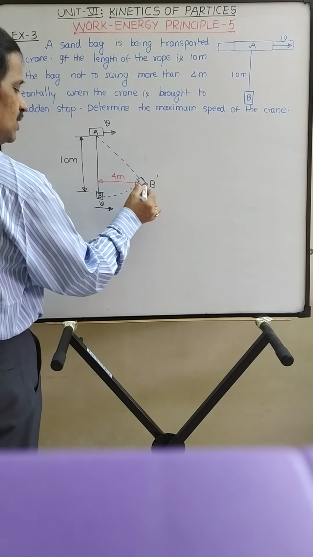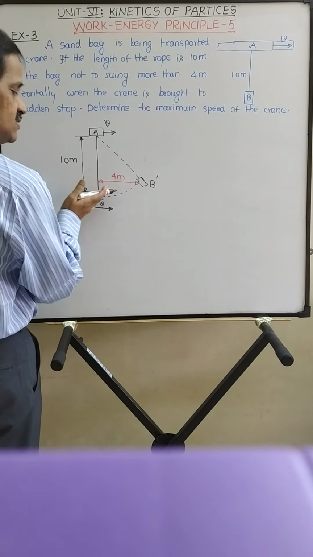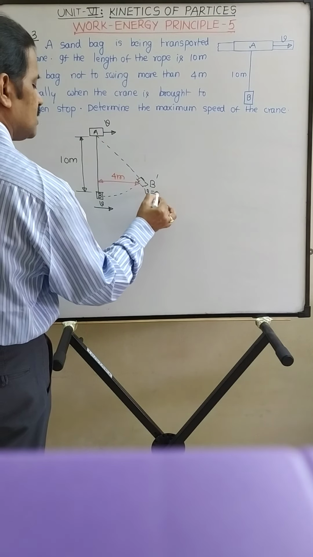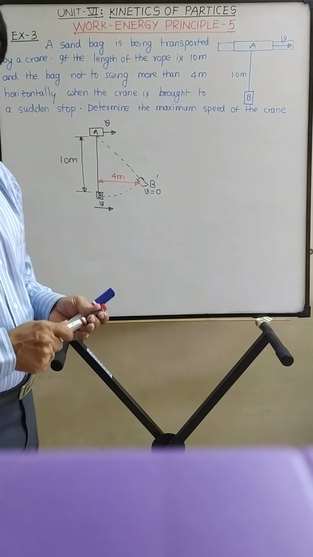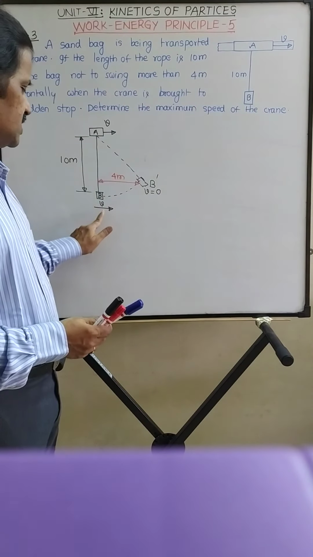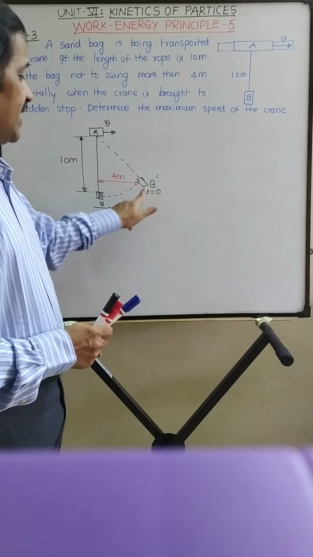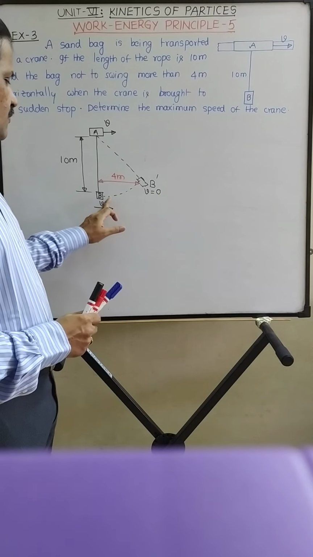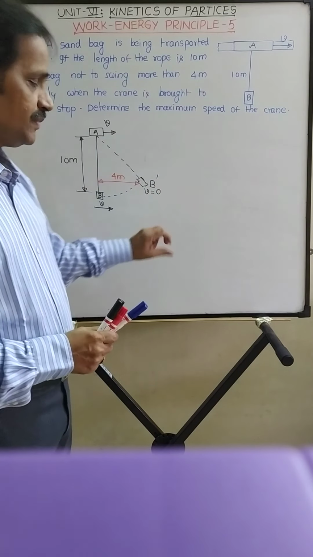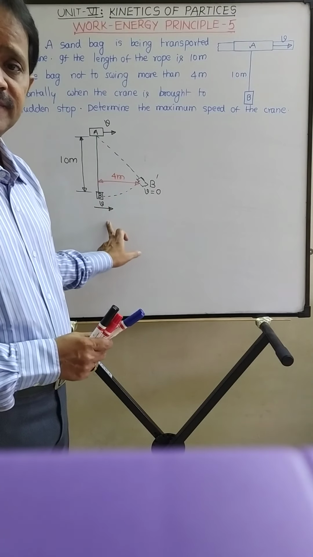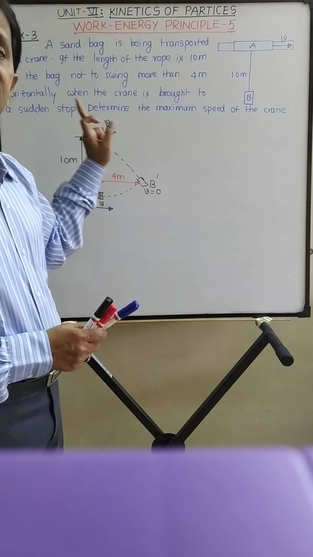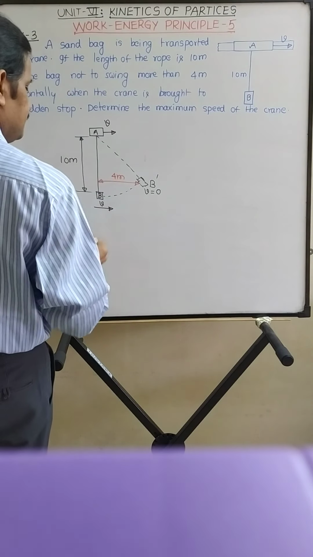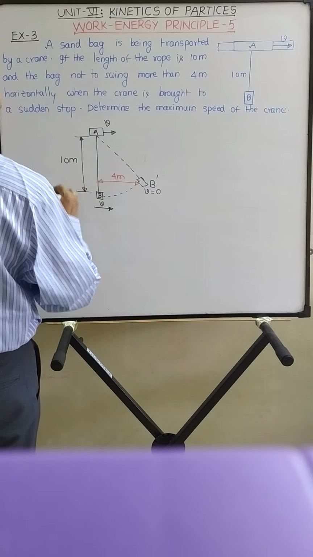So here, what is the velocity of the sandbag? When it swings 4 meters maximum, when it reaches the maximum position, its velocity becomes 0. Right? So at B, the velocity of the bag is v. At B dash, the velocity of the bag is 0. So using the work energy principle from B to B dash for the sandbag, we can find out the speed of the sandbag, which is nothing but the speed of the crane. Understood?